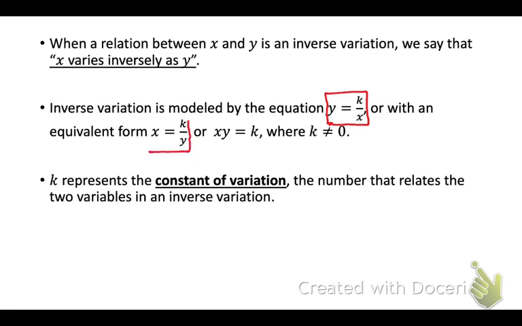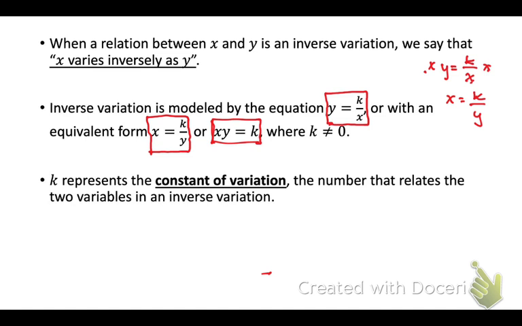How did I get from y equals k over x to x equals k over y? I multiplied both sides by x, and divided by y. So x equals k over y. I just moved it around. How did I get xy equals k? Well, I multiplied both sides by x. So are these any different? No. They are all 3 the same equation.